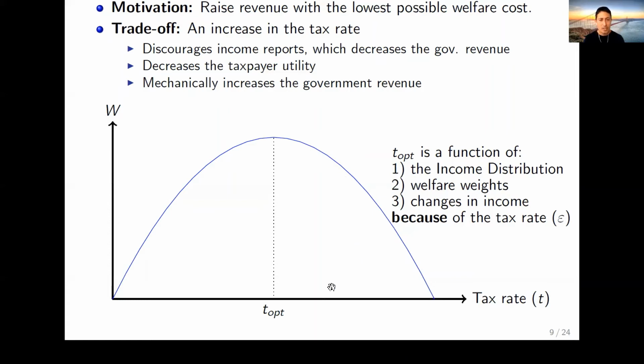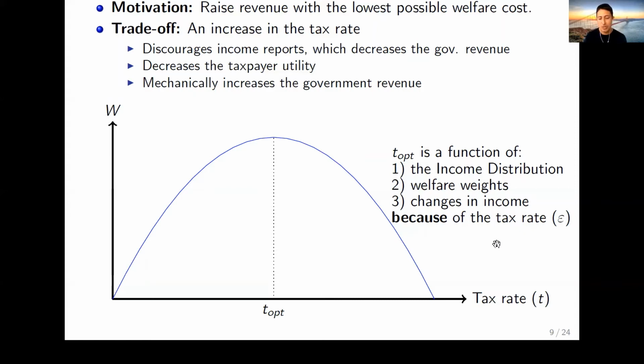And the optimal tax rate is going to happen at this point, where the function of welfare is at the maximum, right? And that's exactly what Saez, an economist at Berkeley, shows: it can be written as a function of three elements. The first one is the income distribution, which is something we observe in administrative data sets. The second one is welfare weights, which are philosophical parameters that depend on your vision of the world, or how much a poor person is valued with respect to a rich person. And the third one is the changes in income because of the tax rate.